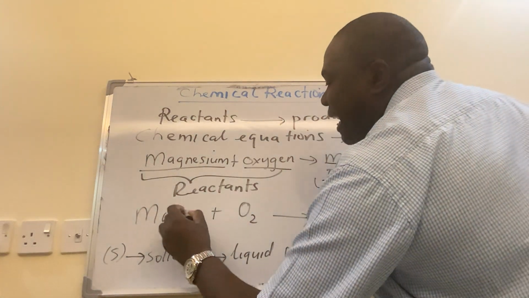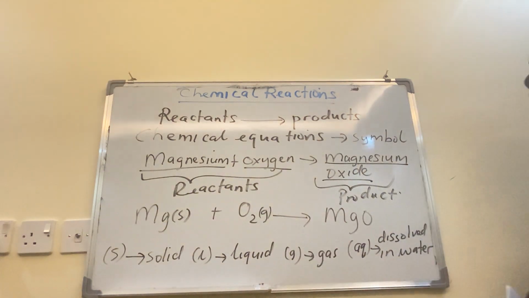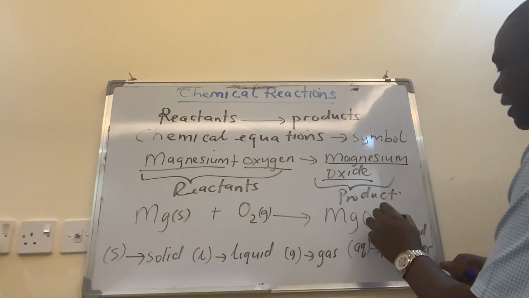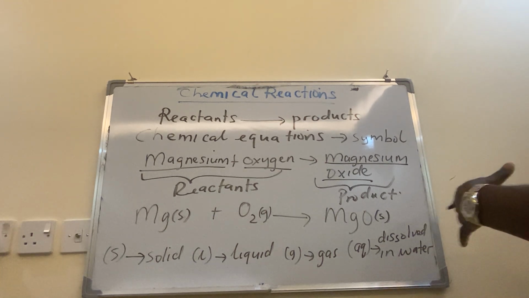All right, so our magnesium, I have reacted magnesium ribbon in air, so this is S. The oxygen, which we get from the air, is G. And after the reaction, I'm going to get white ash, and the white ash is MgO, which is magnesium oxide. I have done the first stage.